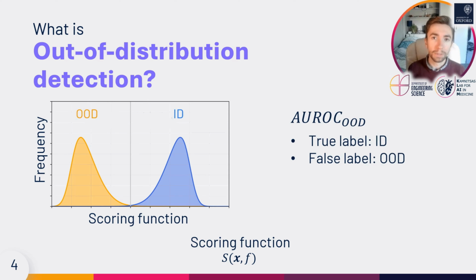We can quantify the ability of the scoring function to separate ID from OD images using the metric area under the ROC curve, or AROC, which is a threshold-independent metric where the true label is in distribution and the false label is out of distribution.